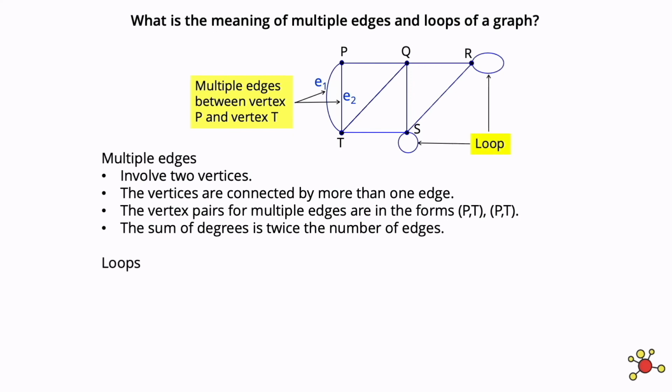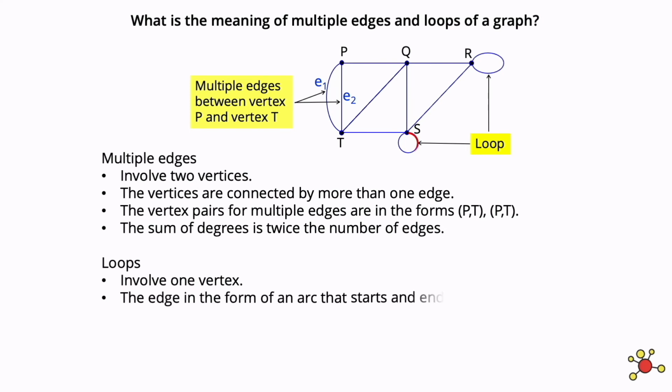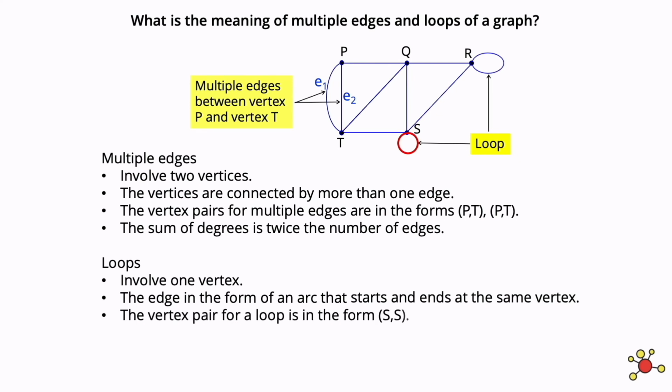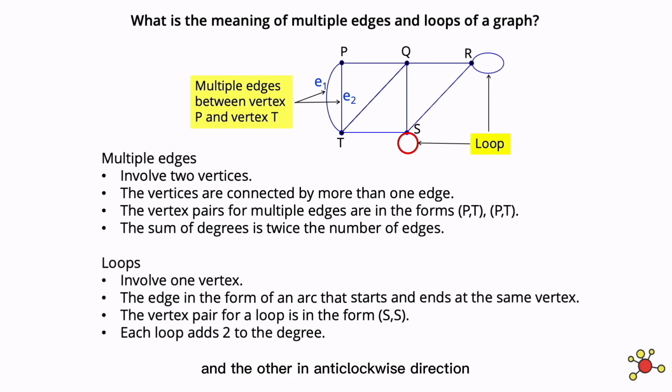Loops involve one vertex. The edge is in the form of an arc that starts and ends at the same vertex. The vertex pair for a loop is in the form (S, S). Each loop adds 2 to the degree, one in the clockwise direction and the other in the anti-clockwise direction.